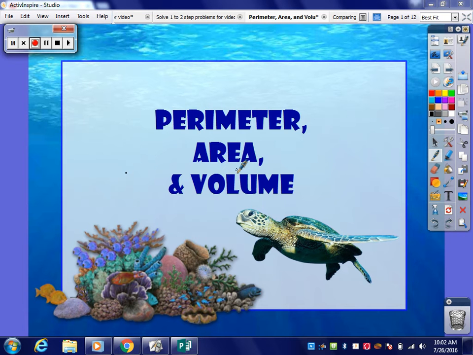Today we're going to learn about perimeter, area, and volume. Give me a thumbs up if you remember learning about perimeter and area in 4th grade. Alright, good. So we're going to touch on it even more this year.